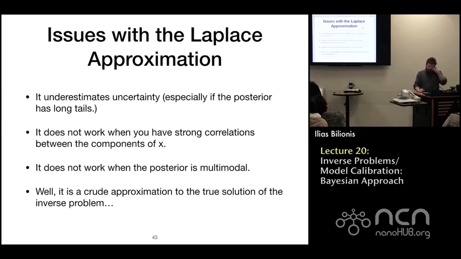It does not work when the posterior is multimodal. Of course, when you have two peaks in your posterior, this will pick just one of them. And it is a crude approximation to the true solution of the inverse problem, and this is what I talked about. I spent like 10 minutes talking about that without showing you anything, okay?